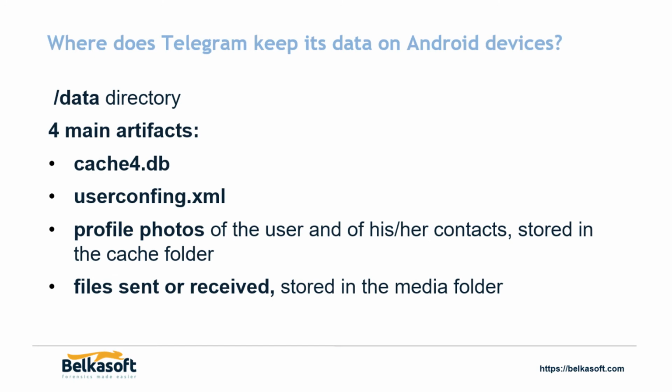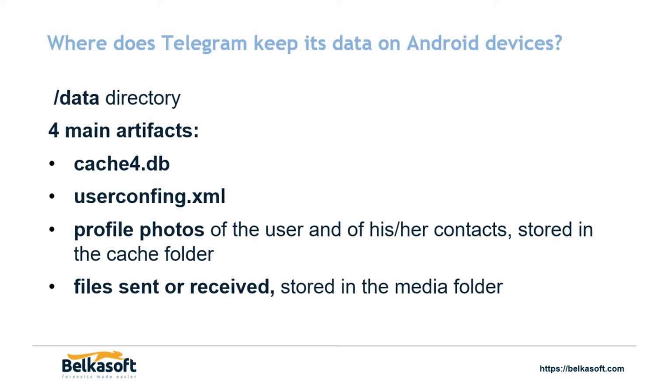Telegram stores various data in the internal memory of the device, and in particular in the folders of the user partition. These folders are located in the data directory in folders data, which is inaccessible to standard users, and media, whose access is instead unrestricted. There are four main artifacts that provide forensically relevant data.